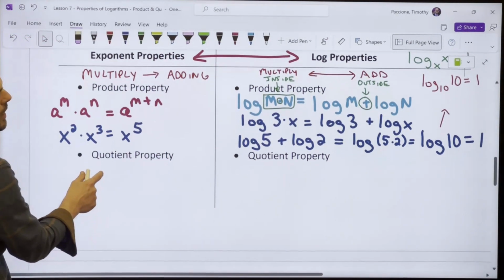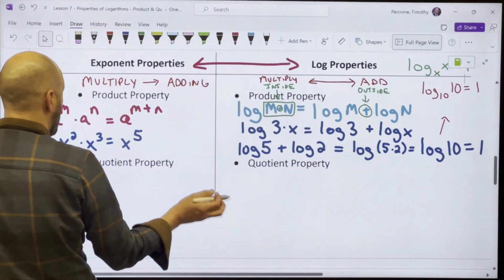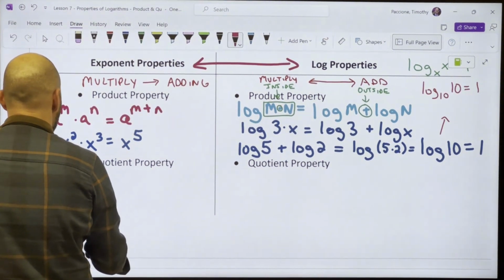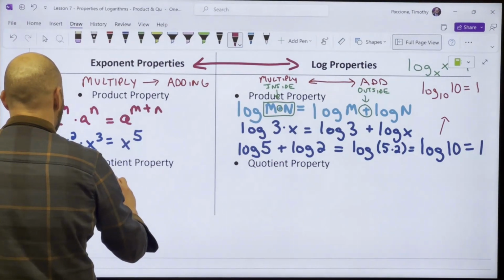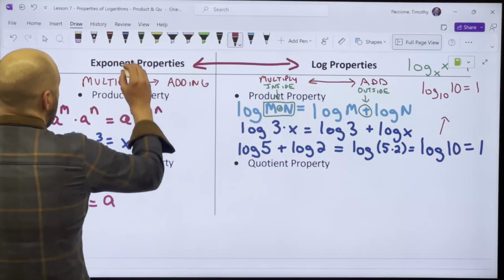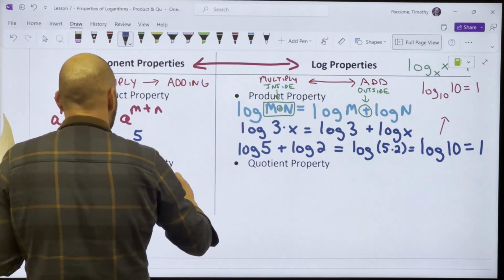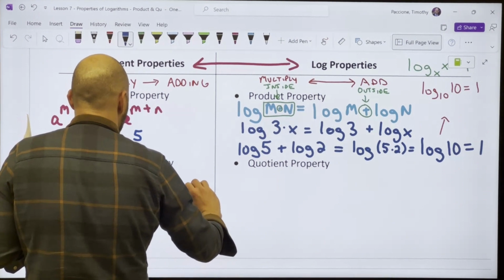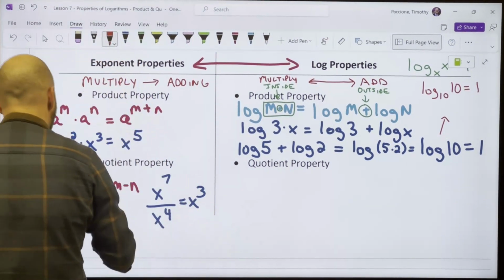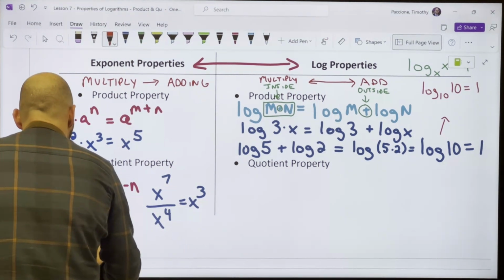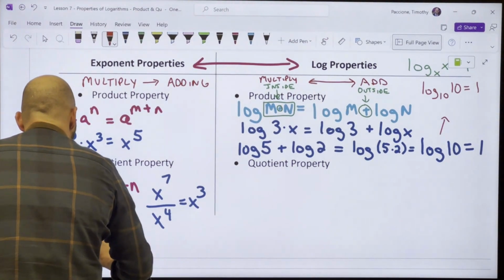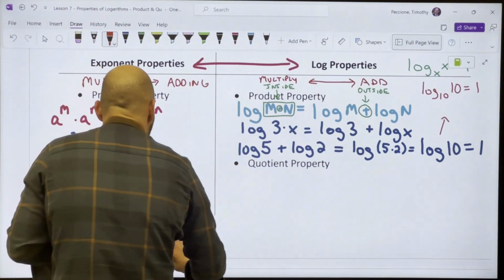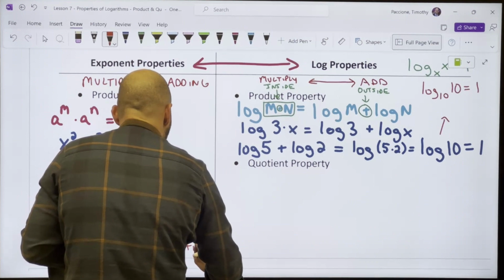Our quotient property for exponents was a to the m over a to the n, and then we would say, oh, that's a to the m minus n, right? Or you might have x to the 7 over x to the 4, and you know that that's x to the 3. So we go from dividing to what? Subtraction. So what do you think is going to happen with our logs?